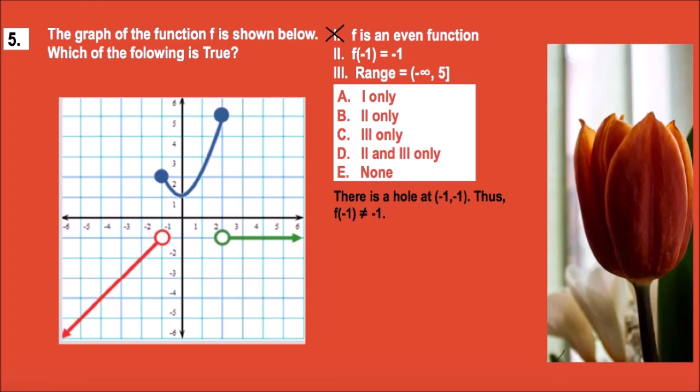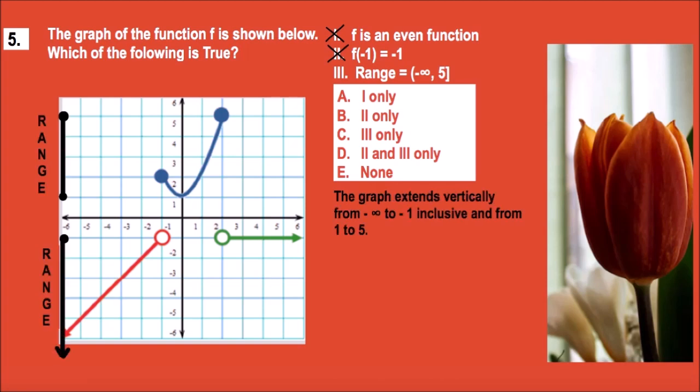Statement 2, f of -1 equals -1. There is a hole at point of coordinates -1, -1. Thus, f of -1 does not equal -1. There's a point -1, 2 on the graph. As a result, f of -1 equals 2. Thus, statement 2 is false.